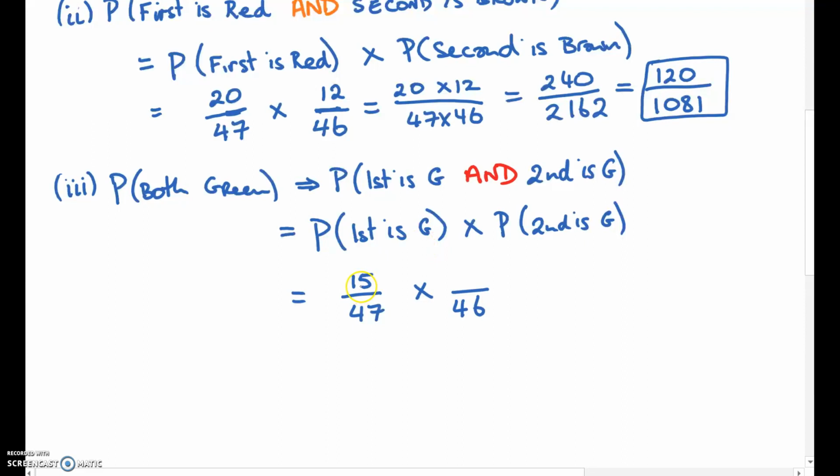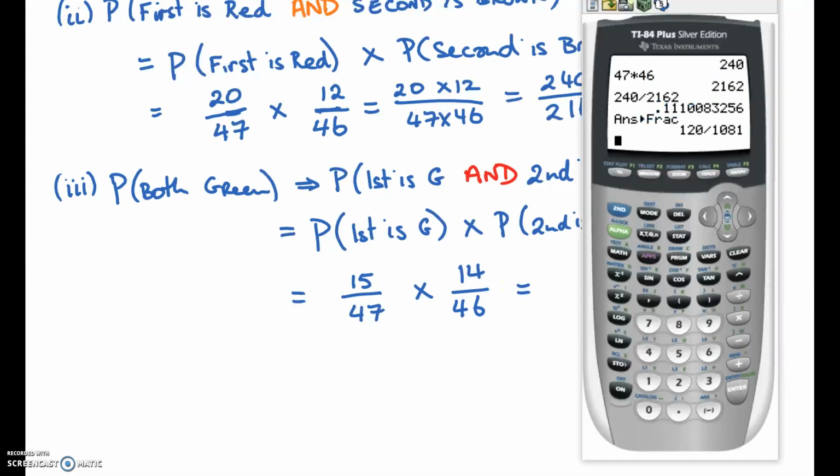So there were 15, the child has eaten one, there are now 14 in the bag. Okay, so we have 15 over 47. We'll do it a slightly different way in the calculator, like this: 15 over 47. Let's clear that just to make sure.